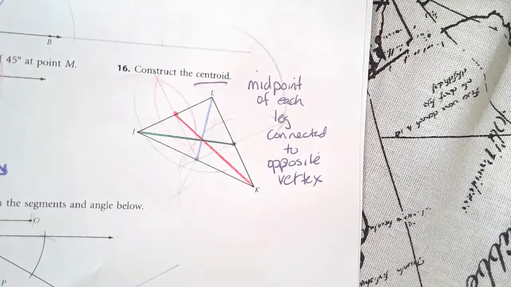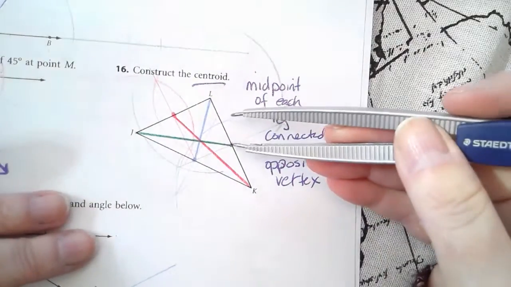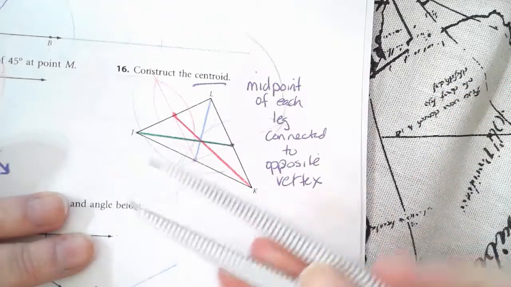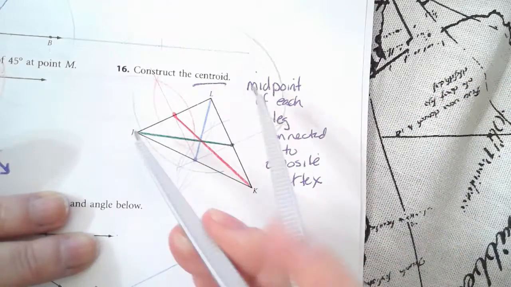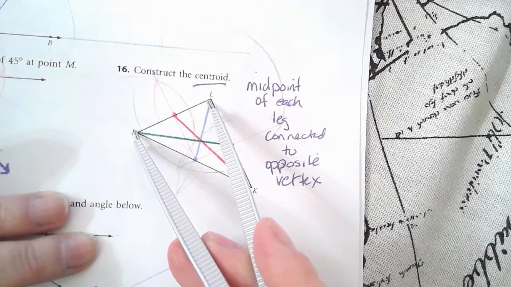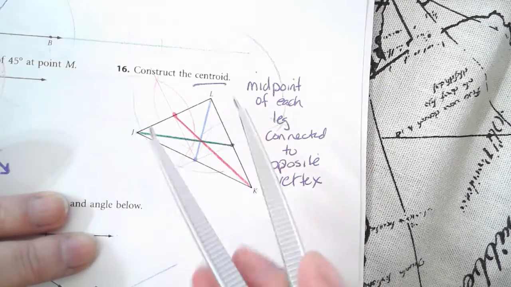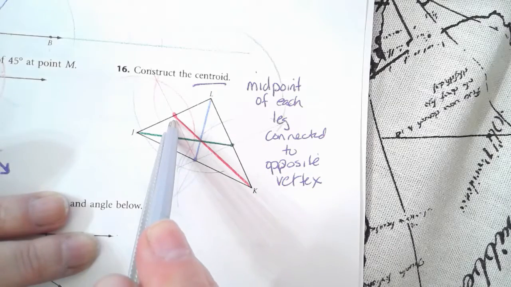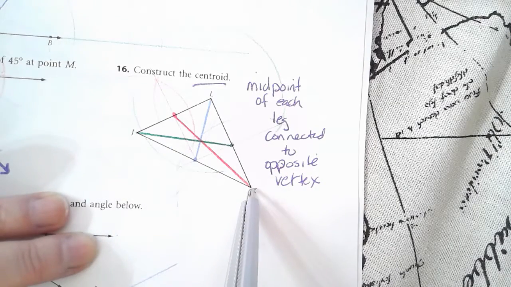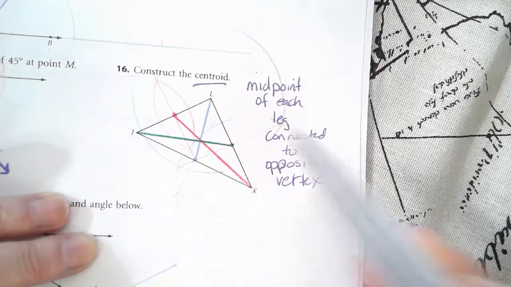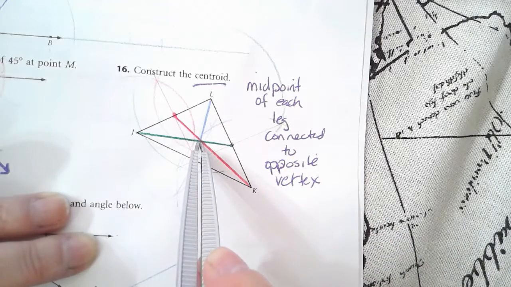So to have found the centroid, you would have needed to find the center point of each of these, which is the same way that you would do a perpendicular bisector, except you didn't need to draw the perpendicular line. You just needed to find the center point and then connect it to the opposite vertex. So when you found the three of those, you found the centroid.